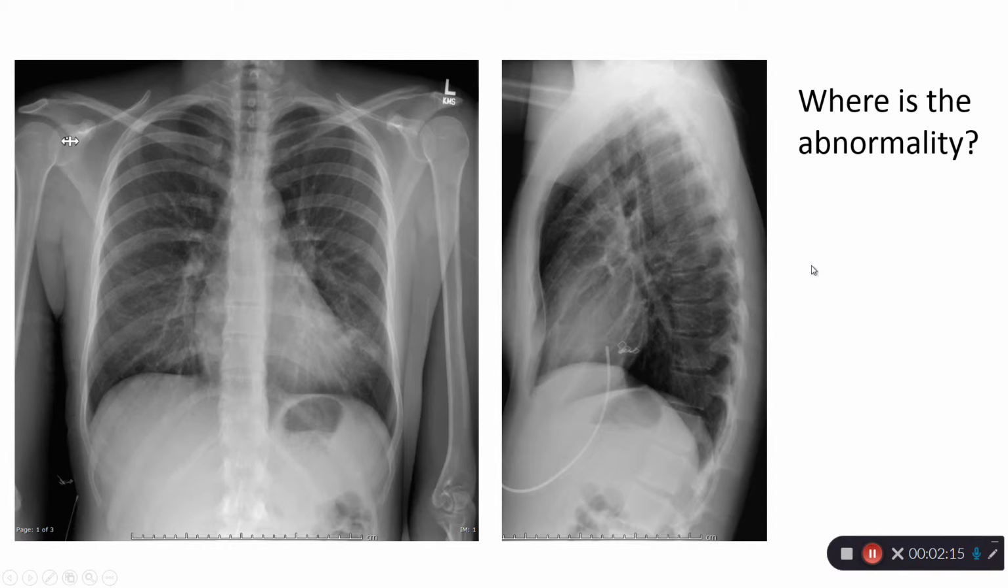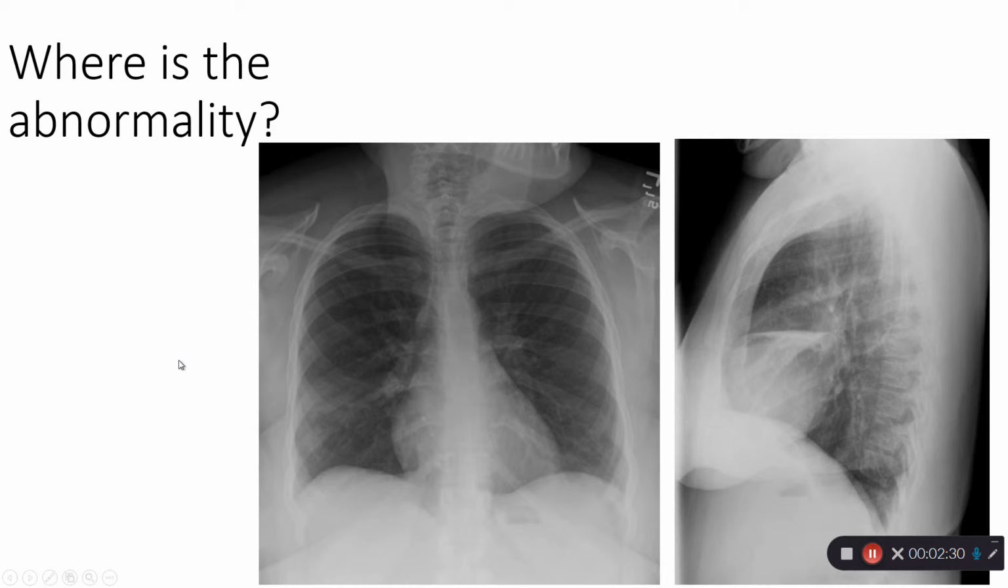Abnormality on this 2-view chest. We can see this ill-defined opacity, which obscures the left heart border. A little bit more difficult to see on the lateral view, but this is within the lingula. Where's the abnormality? On the frontal view, somewhat difficult to see, but very clearly seen on the lateral view that we have abnormal opacification within the middle lobe.